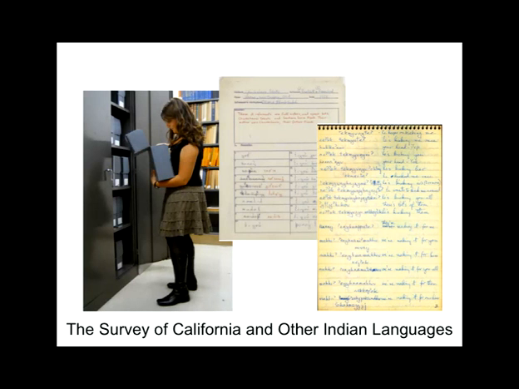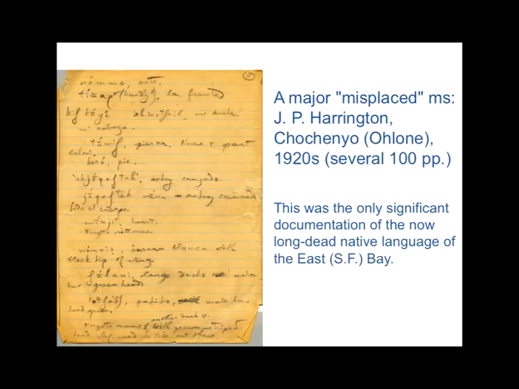And we also have some older forms that were just given to us by chance. This one is a major manuscript that was misplaced at one time. It was done in the 1920s, and it's the only set of field notes about Chochenyo language. It was made by J.P. Harrington. It's a picture of him.